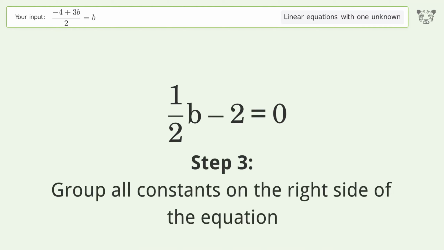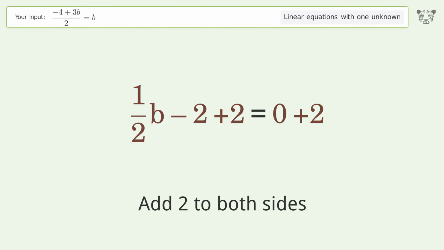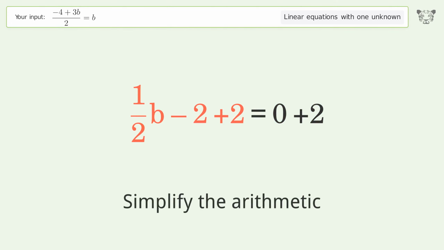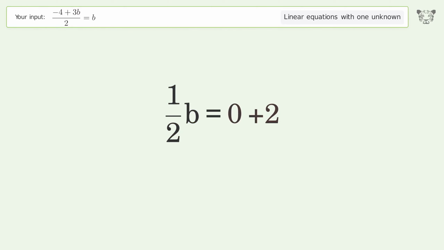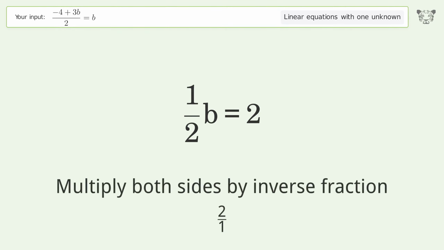Group all constants on the right side of the equation. Add 2 to both sides. Simplify the arithmetic. Isolate the b. Multiply both sides by inverse fraction 2 over 1.